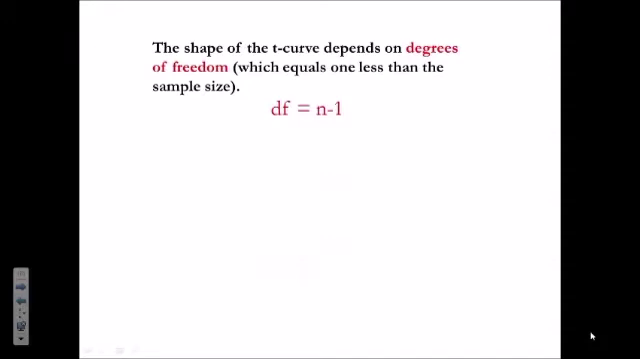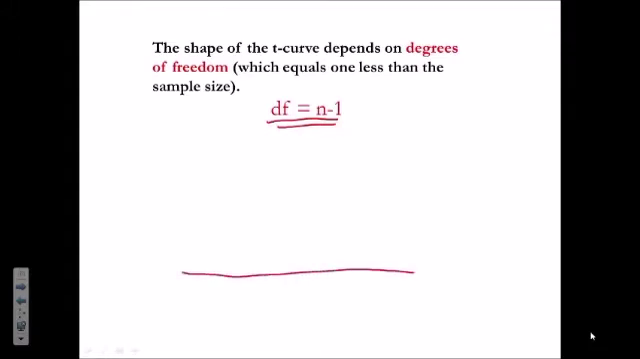We identify a T-curve by degrees of freedom. Degrees of freedom is one less than the sample size. As degrees of freedom get bigger, T-curves start to look like Z-curves.